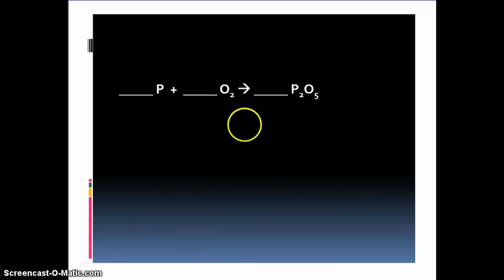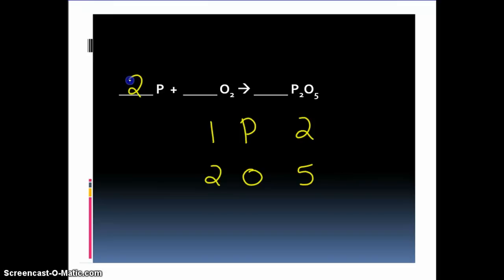All right, here we have phosphorus and oxygen. Got 1 phosphorus, 2 oxygen. And on this side, we have 2 phosphorus and 5 oxygen. All right, P, let's see, we need 2 P's. This little 2 there gives us 2, so our P's are good. Now oxygens, you got 2 and 5.